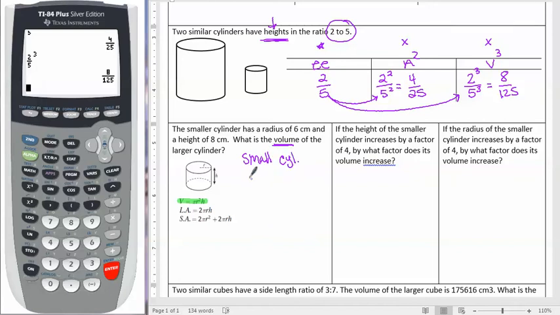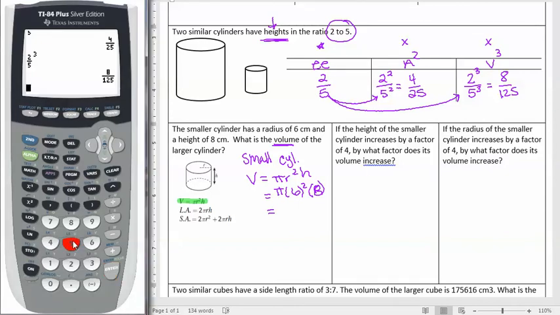Volume equals pi r squared h. I know that the radius is 6 and the height is 8. Now, just like before, I'm going to actually just do 6 squared times 8. And let's see what we get. 6 squared times 8 is 288. So my volume of the smaller cylinder is 288 pi.